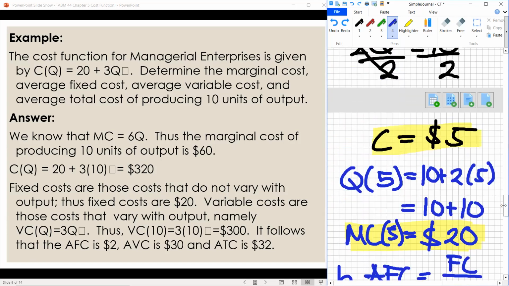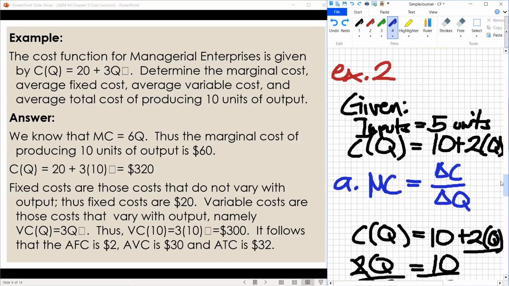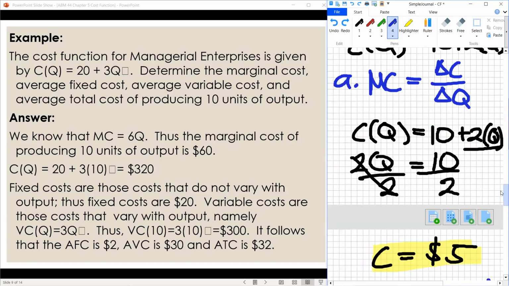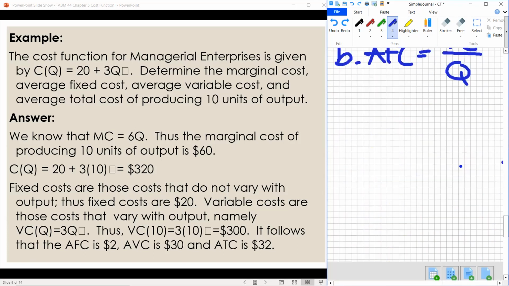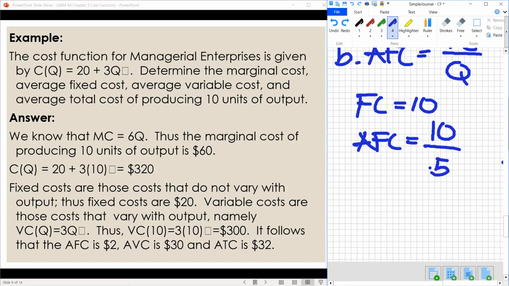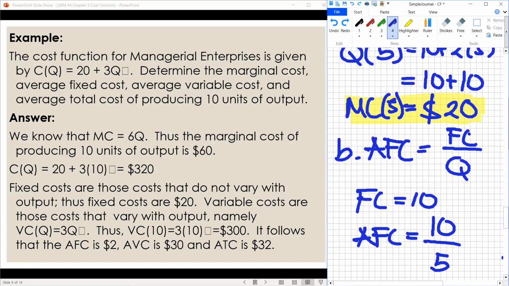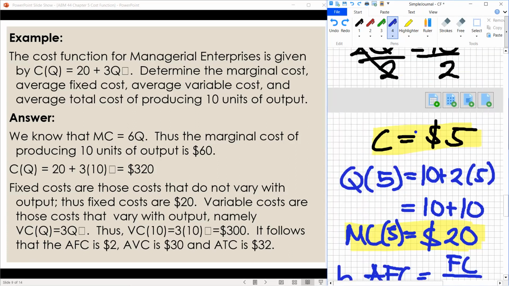It doesn't have a variable input. As you can see here, in the given earlier, our 10 doesn't have any variable input. So this is the fixed cost. Fixed cost is equal to 10. So let's try to solve this one. So AFC is equal to 10 over quantity, which is 5. As you can see, quantity is 5.